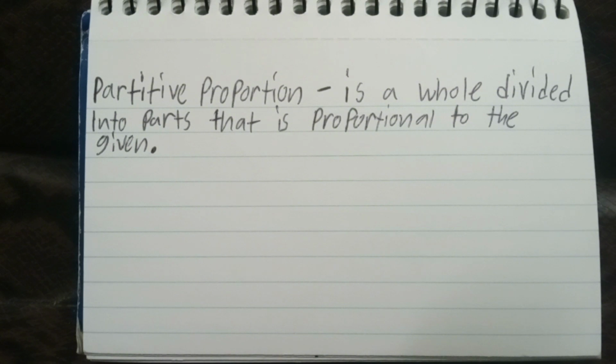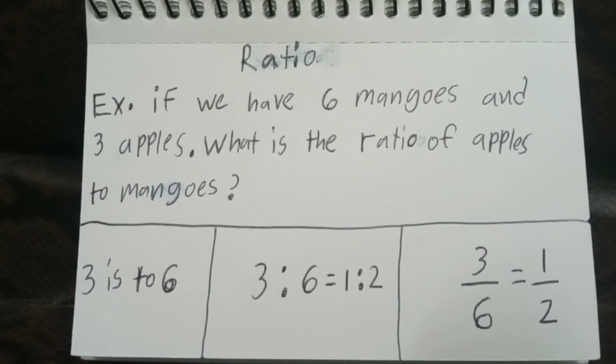Let's go. So let's start first with ratio. Example, if we have 6 mangoes and 3 apples, what is the ratio of apples to mangoes? So let's first write it in word form, 3 is to 6. And for the colon form, instead of writing "is to", we are going to replace it with the colon symbol, which will give us 3 colon 6. And for the fraction form, we can write it as 3 over 6. We can only use the fraction form if we're comparing only two quantities.